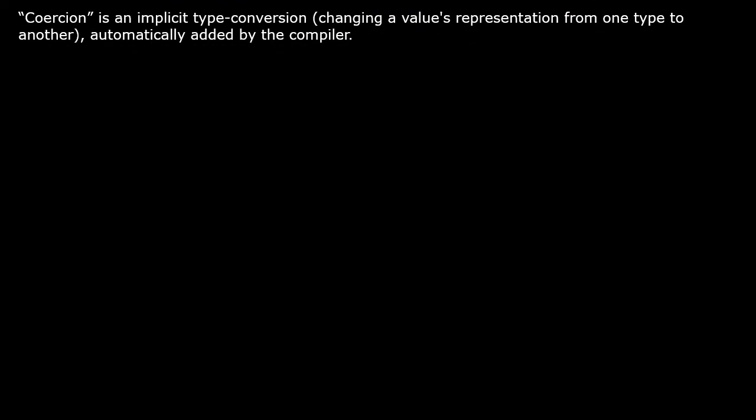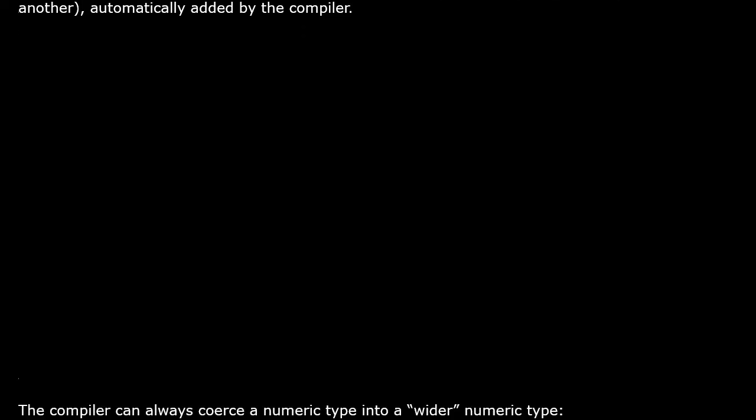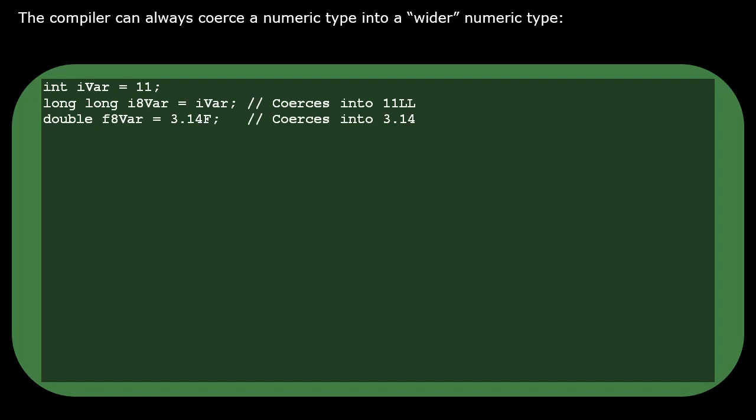Coercion is an implicit type conversion that changes a value's representation from one data type to another. It is automatically performed by the compiler whenever it is necessary and possible. The compiler can always coerce a numeric type into a wider numeric type.